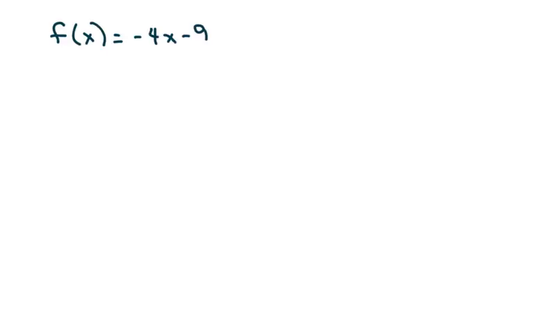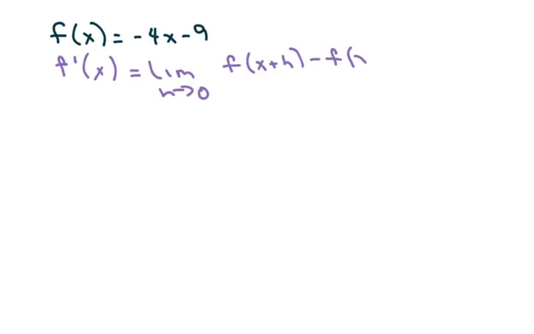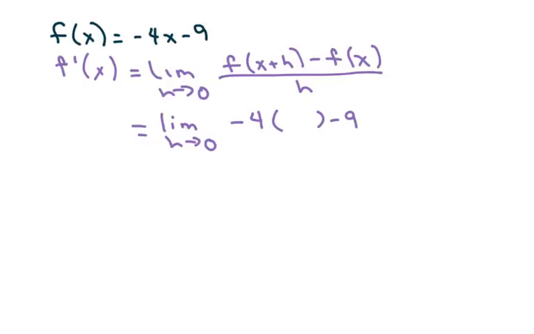Okay, the next one, we have this one, so the derivative equals the limit as h tends to get really small, of f of x plus h minus the whole original function over h, which equals the limit as h approaches 0 or tends to 0. And I just write down my -4, leave a blank for my x, and write my -9. Then you're going to subtract the original function all over h. And you're going to just input x plus h here.